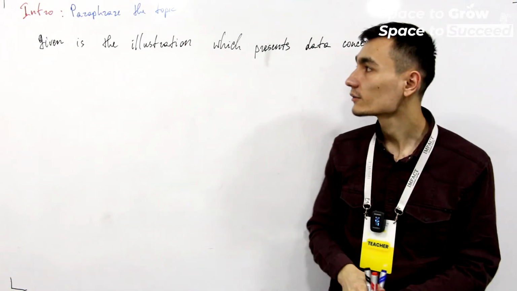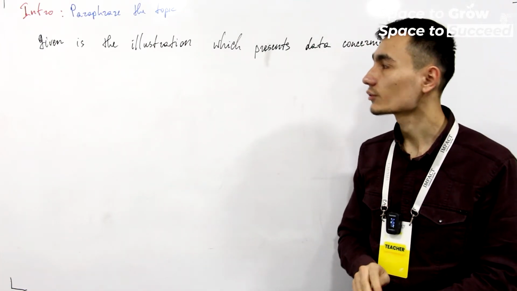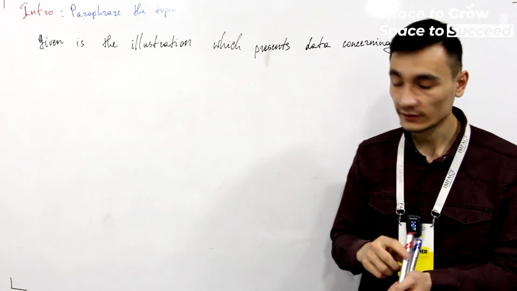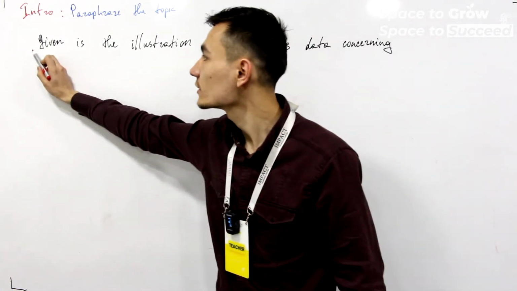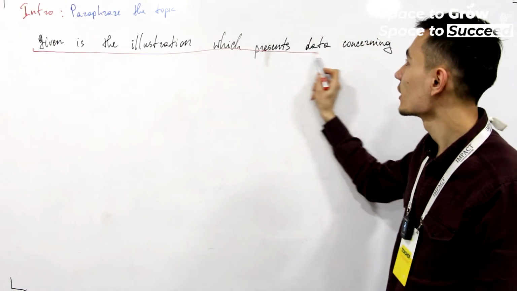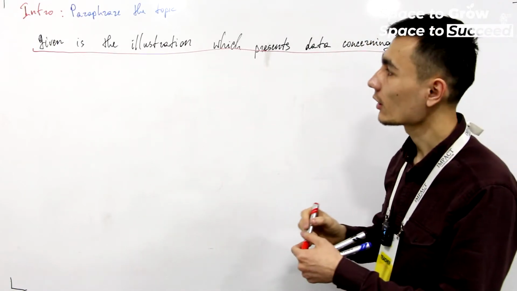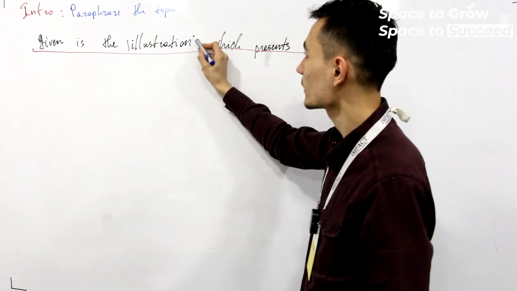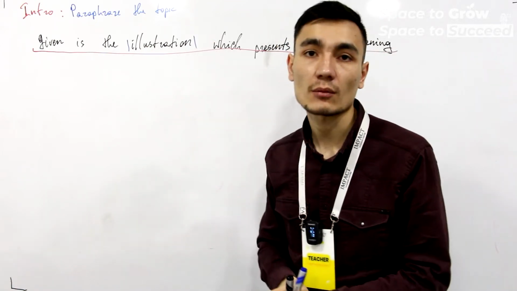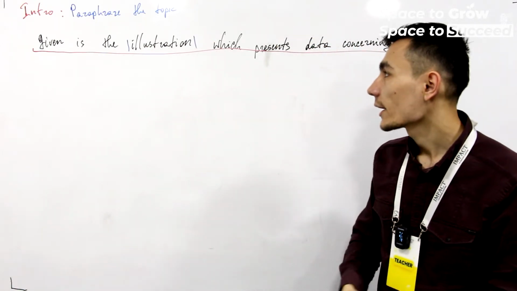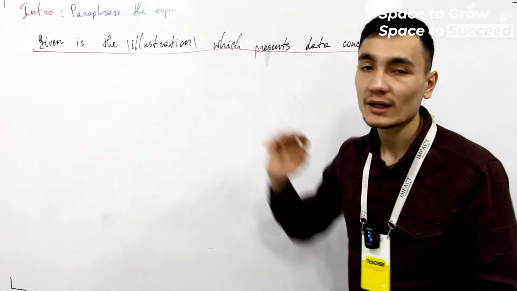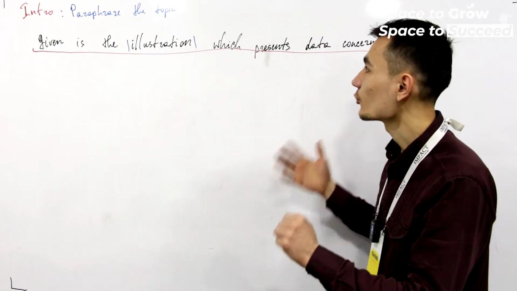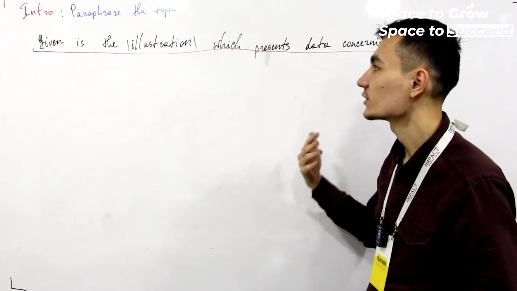And as you see, we have the structure. Given is the illustration which presents data concerning, and this structure is always valid for our task 1 essays, and the only thing that changes is this thing, because it can be illustration, it can be bar chart, it can be map, it can be line graph. So we just change this word depending on what type of essay we are writing, and other words don't change, and the structure will stay the same.